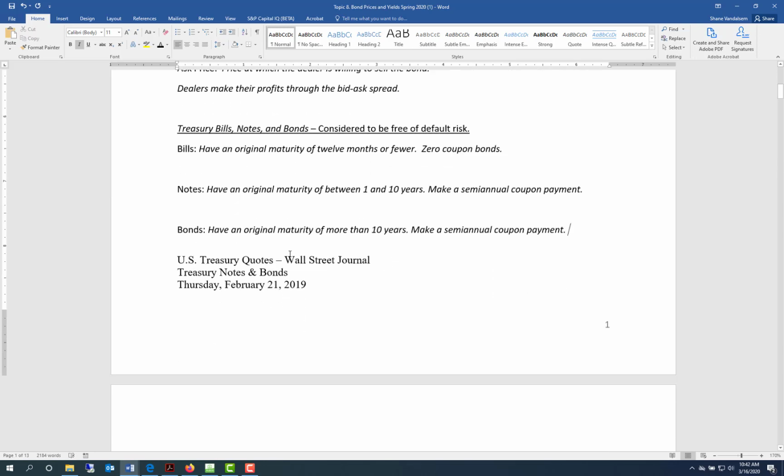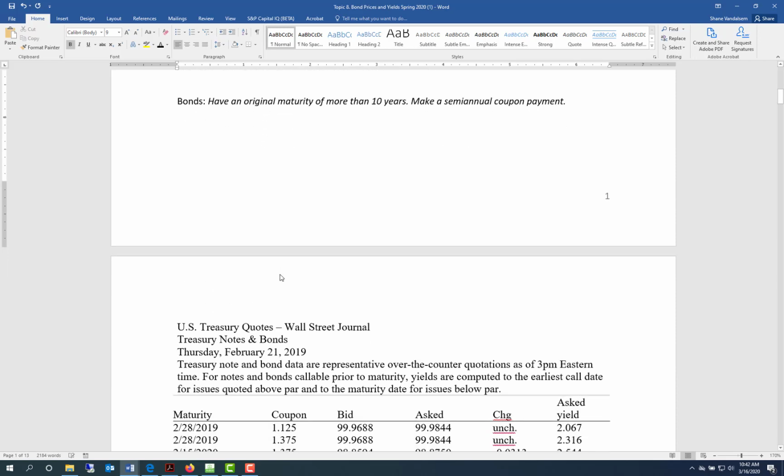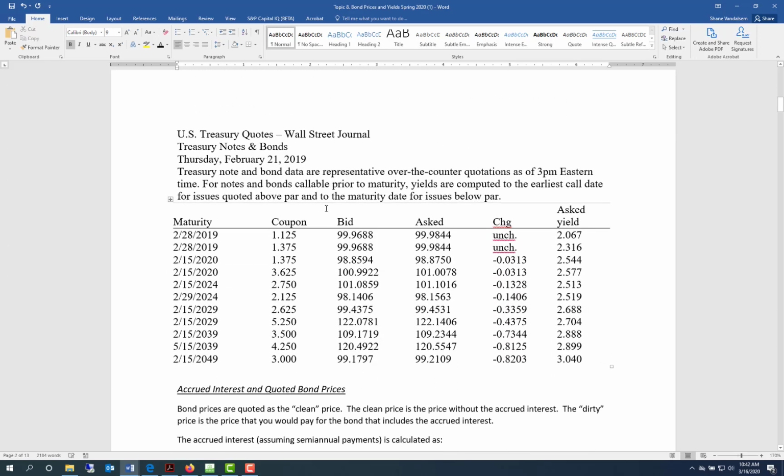So I've got some U.S. Treasury quotes here. These are from the Wall Street Journal from February 21st, 2019, so a little over a year ago. You can see here that we've got different maturity dates. The maturity dates go up as we look out there. So here we've got a 30-year bond, 20-year bonds, 10-year bonds, 5-year bonds, 1-year bonds, and then ones that were maturing within a week of the quotes here. So these are the coupon rates. So those are the rates at which the coupon payments were based on.